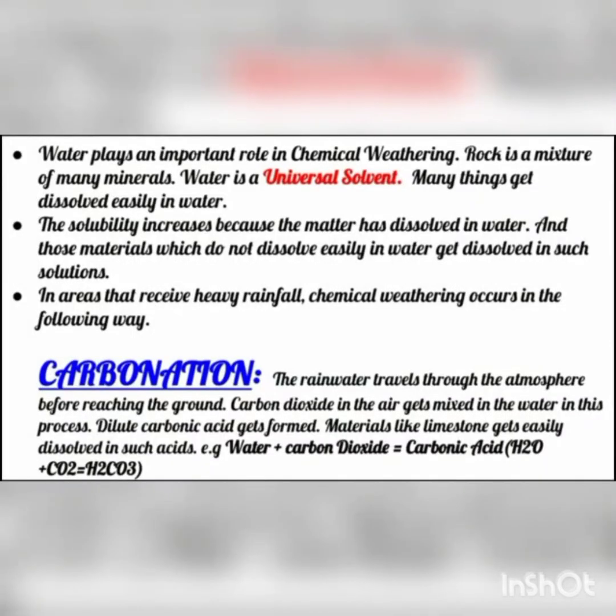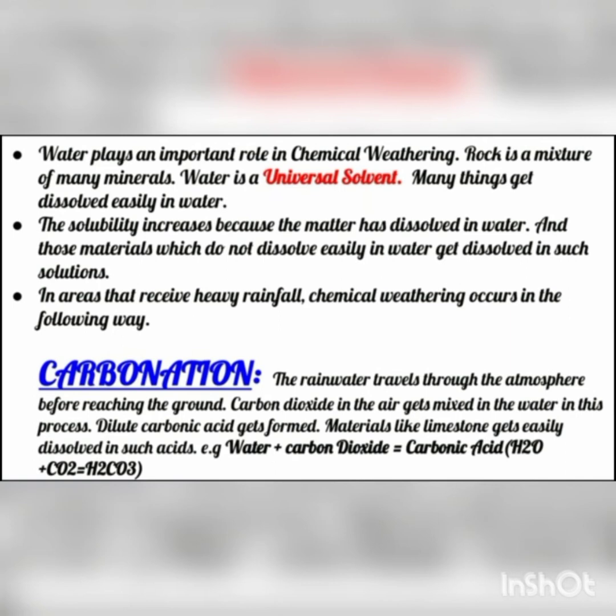Now water plays an important role in chemical weathering. Rock is a mixture of many minerals that we have studied. In the rocks different types of minerals are present. Water is a universal solvent. Many things get dissolved easily in water. Why is water called a universal solvent? Because many things can dissolve in water. And the solubility increases because of the matter dissolved in the water. Minerals which do not dissolve easily in water get dissolved in such solutions.